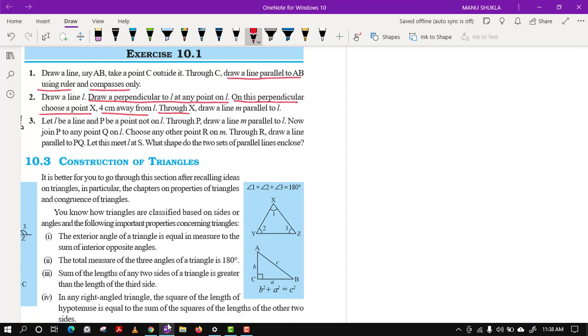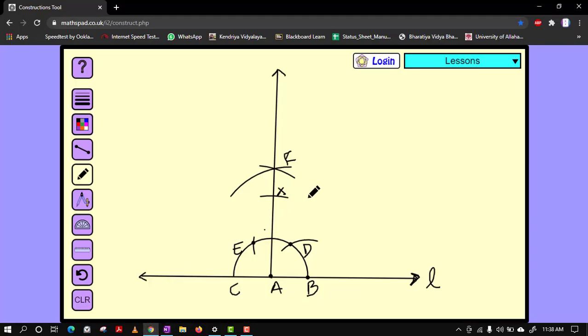Now they are saying, through X, draw a line N parallel to L. So it is the same question now. There are two ways to do that. Either we can draw the same angle like this one, a 90-degree angle, or we can draw a perpendicular also on this X. If you draw one more perpendicular on this X, what we will get is a line parallel to L. So let's go for that.